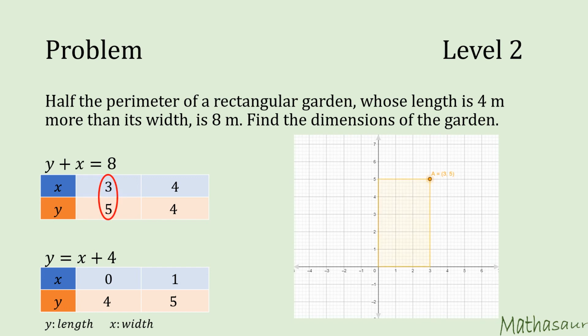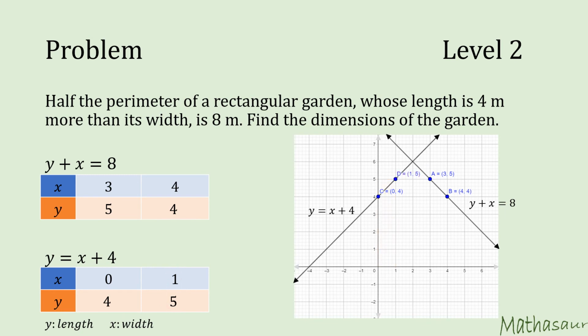Let us plot the 2 points for the first equation and draw the line. Let us plot the points for the second equation and draw the second line. Now the point of intersection of these two lines gives me the solution to this pair of equations. In other words, it shall give me the dimensions of the garden. Now, the coordinates of this point, that is x, y, would represent the width and length. So, width is 2 meters and length is 6 meters.